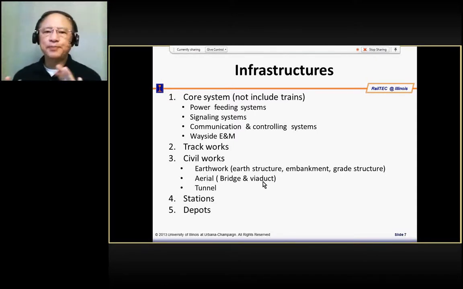Basically, we divide them into 5 groups. One is called the core system. One is the track work, which supports the train, and the other is signaling and communication. And then the other system which is supporting the track is the civil work. And then there are stations to service your passengers and depots to service your trains. So these are basically the 5 subsystems of high-speed rail which you have to construct. Okay, taking the core system.